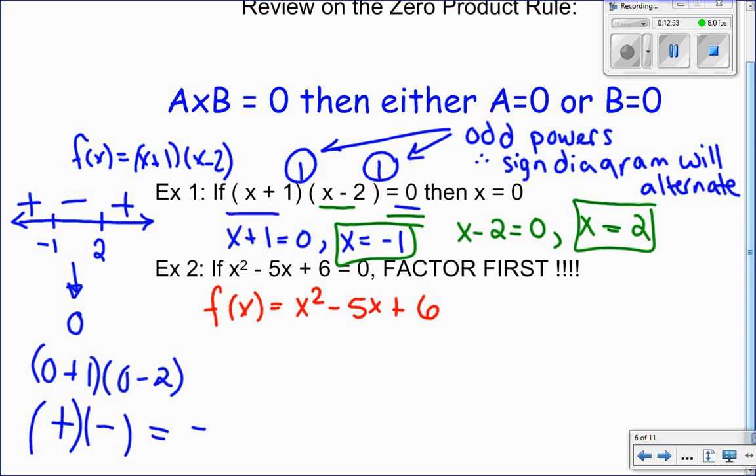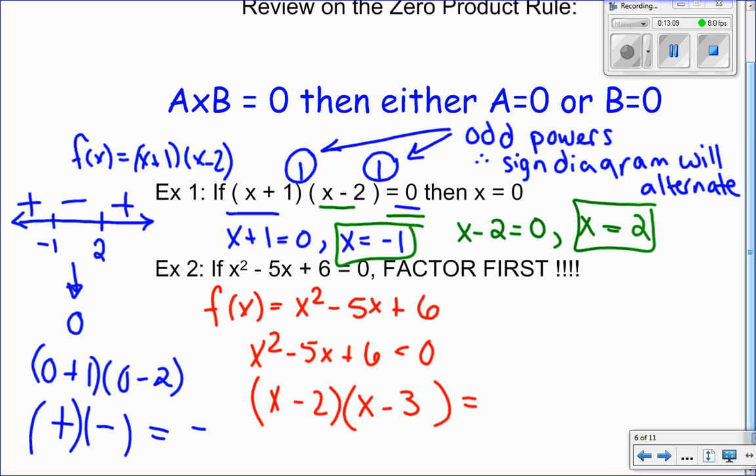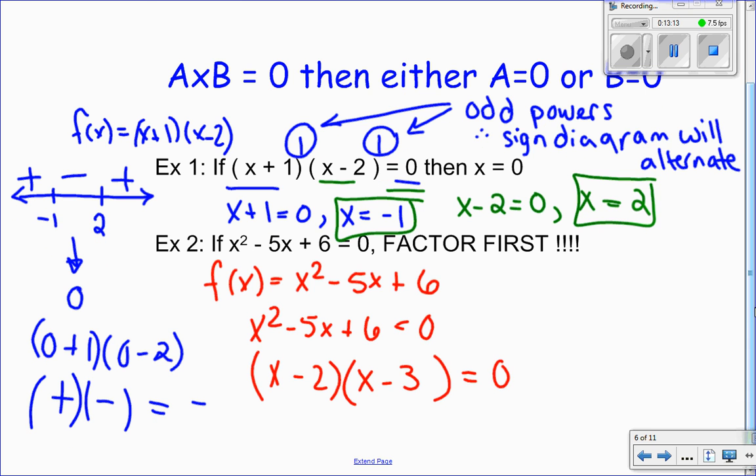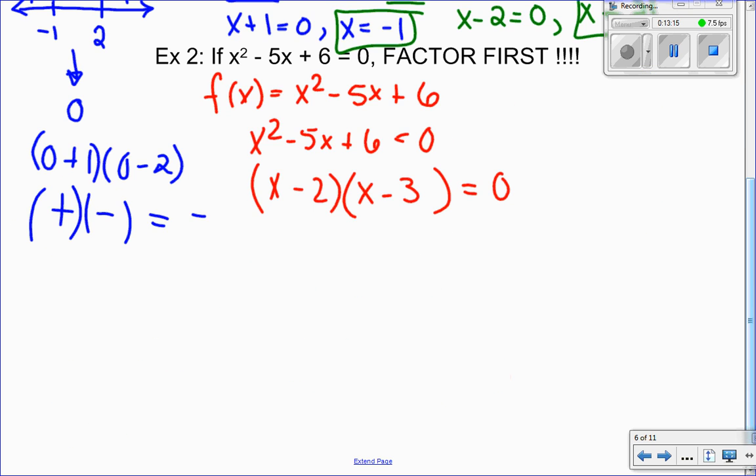To find our zeros, we'll first have to factor. So we've got x squared minus 5x plus 6 equals 0. To find those zeros, we can factor, and we can take what two numbers multiply to 6 and add to negative 5. And we know that's negative 2 and negative 3. So we get our zeros of 2 and 3.